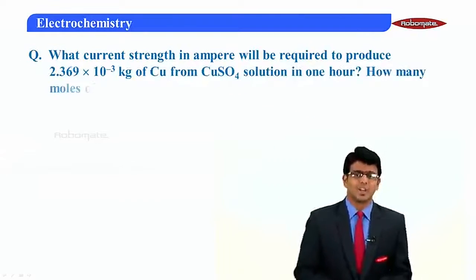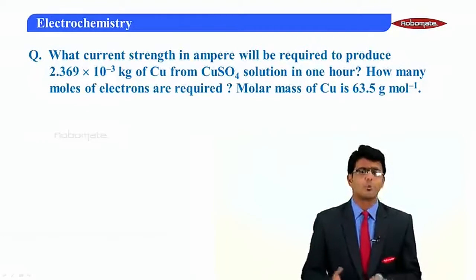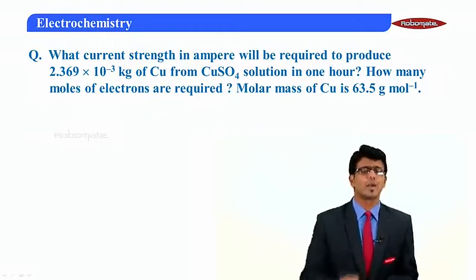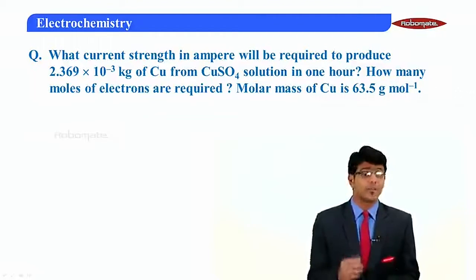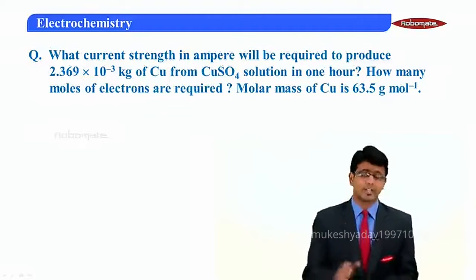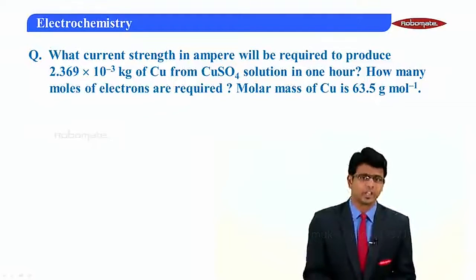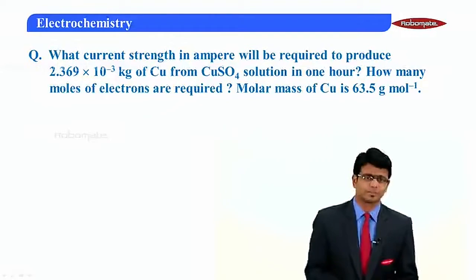The question is, what current strength in ampere will be required to produce 2.369 × 10^-3 kg of copper from copper sulfate solution in 1 hour? How many moles of electrons are required? That is another part of the question. Molar mass of copper is 63.5 grams per mole.